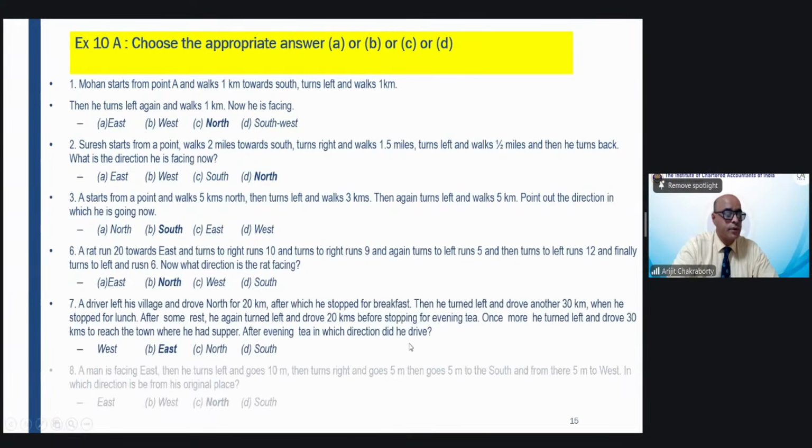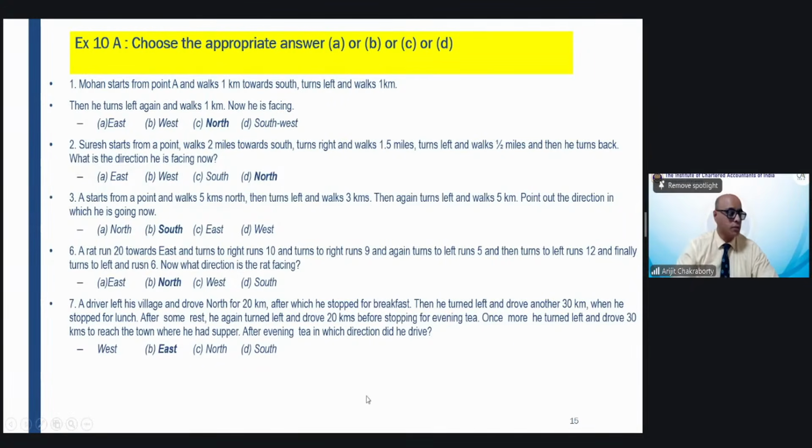Number 7. A driver left his village and drove north for 20 kilometers. Chalo, let's try number 7. A driver left his village and drove north for 20 kilometers. So north, upward arrow, after which he stopped for breakfast. Then he turned left and drove another 30 kilometers. So north, stopping and then turn left. Means now he is moving towards western side.